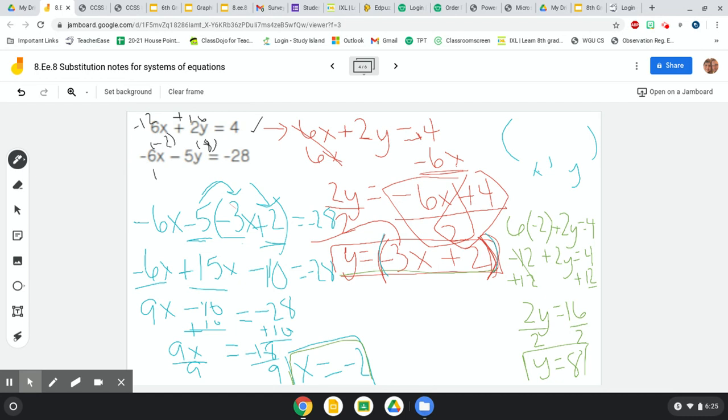Again, I'm substituting x for negative 2 and y for 8. And I'm going to see if that equals negative 28. So negative 6 times negative 2 to start out with gives me 12. And then I have negative 5 times 8, which is going to give me negative 40. Does that equal negative 28? 12 minus 40, yeah, that gives me negative 28. So I know that my final solution, which I can finally write as an ordered pair, is negative 2, 8. Don't forget to write it as an ordered pair.